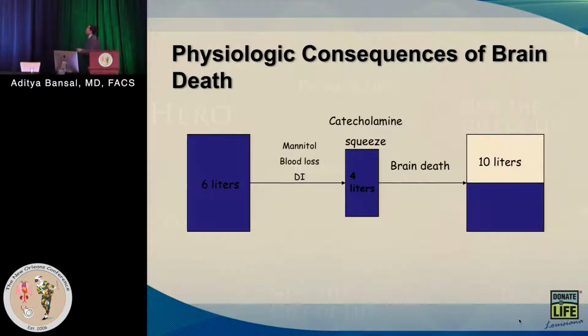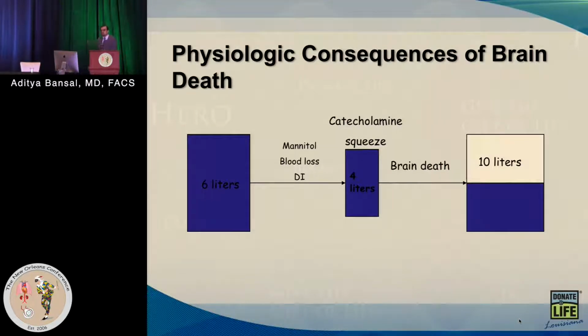This is a good way of understanding it. You have 5-6 liters of fluid in your body, and in these patients you have a lot of things going on. They're giving mannitol as protection. Blood losses may not be going into the donor, depending upon injury. They're losing a lot of fluids in the form of urine because of diabetes insipidus that has started. Then on top of that, you have the catecholamine surge that happens. It's trying to squeeze this thing.